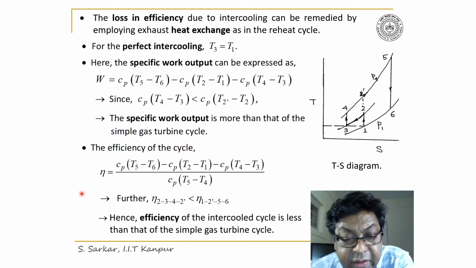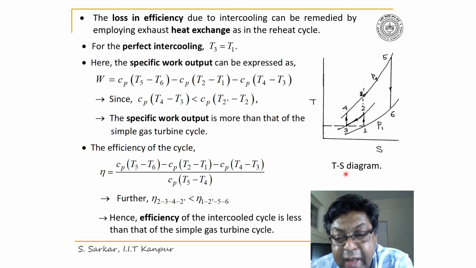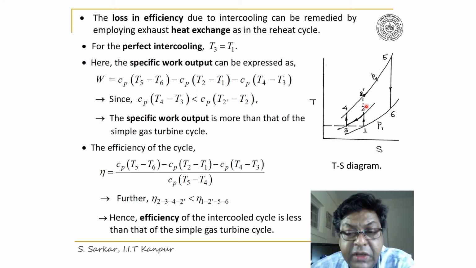Now one can appreciate that the efficiency of the cycle 2, 3, 4, 2 dash, that means this is the smaller one, that is 3, 4, 2 dash and 2. The efficiency of this cycle is less than the efficiency of the cycle 1, 2 dash, 5, 6. Now the combination of the two is the intercooled cycle, and hence the efficiency of the intercooled cycle is less than that of the simple gas turbine cycle.